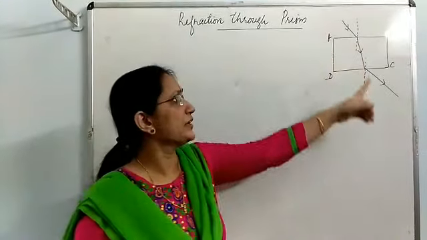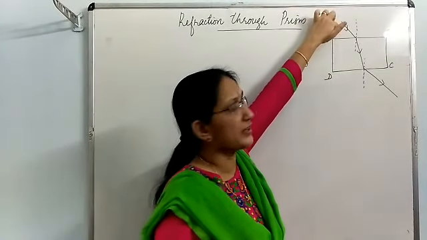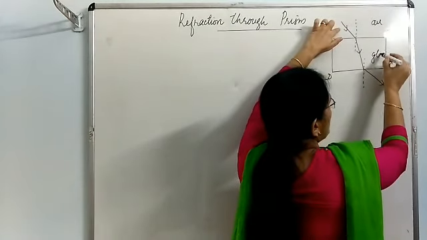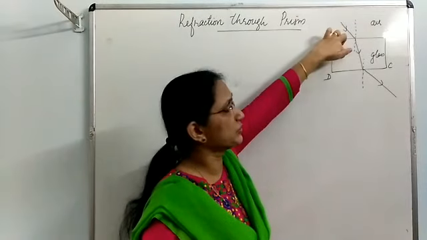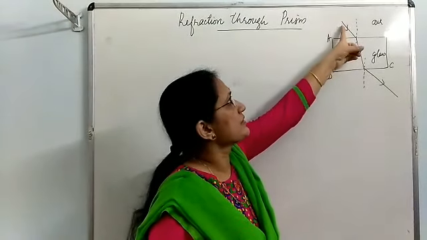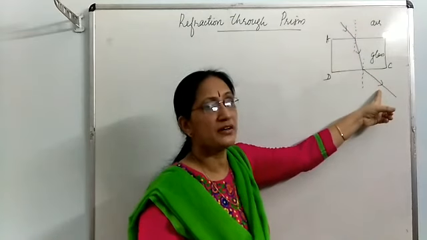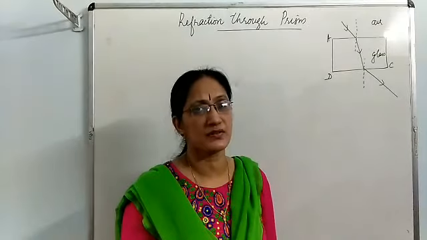A, B, C, D is the rectangular glass block, and this is the incident ray. Here the medium is air and here the medium is glass. So light is entering from air to glass, and this is the incident ray, this is the refracted ray, and this is the emergent ray. Here in this case, refraction happens twice.